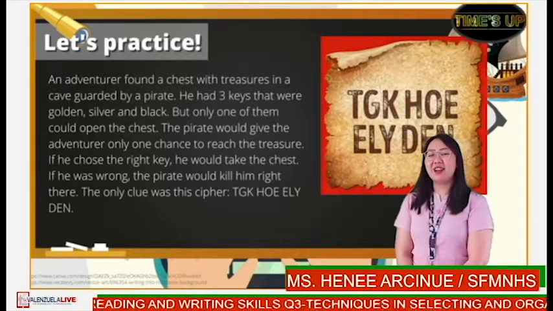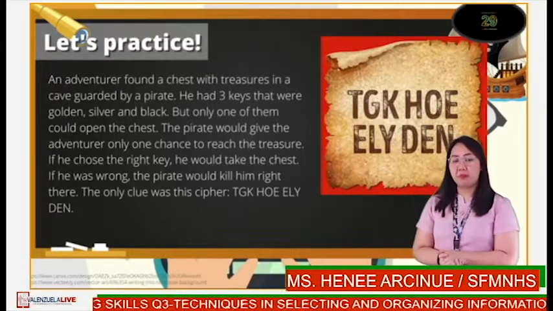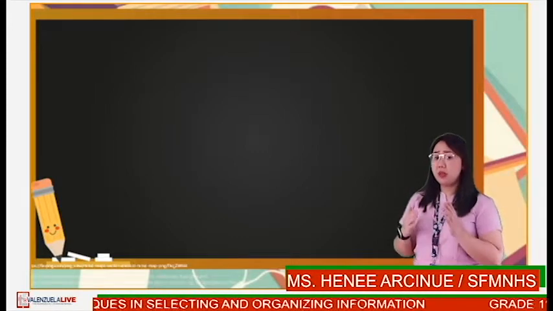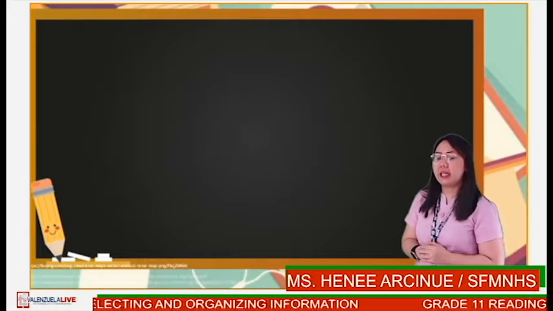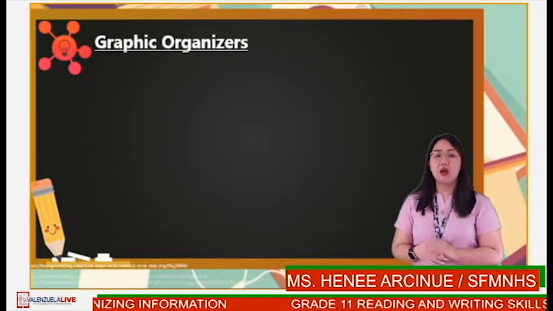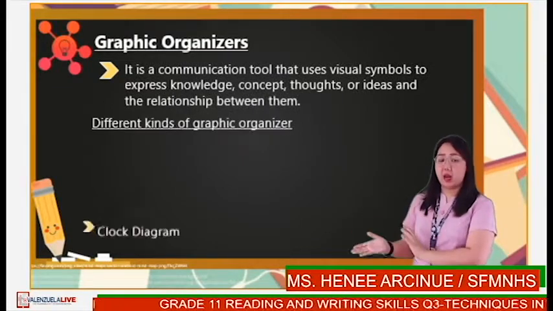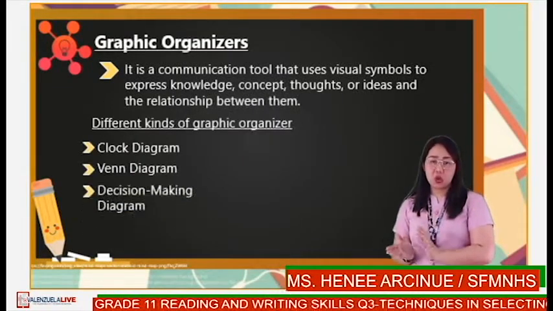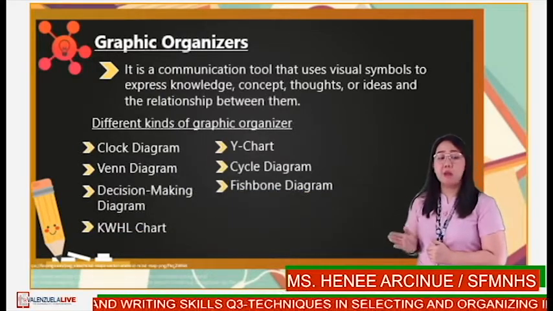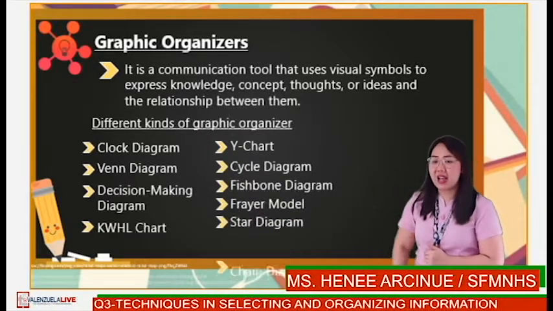Alright, very good students. The golden key is the answer. After doing brainstorming, you can now create a graphic organizer that will help you achieve a much clearer idea. We have here different kinds of graphic organizer: clock diagram, Venn diagram, decision-making diagram, KWHL chart, Y chart, cycle diagram, fishbone diagram, Fryer model, star diagram, and chain diagram.